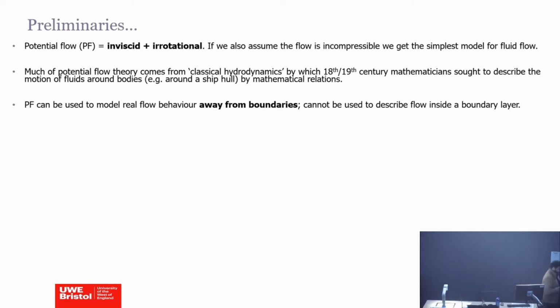However, if you are modeling the flow inside the boundary layer, where there is a lot of viscosity, that's why we have the boundary layer in the first place, then it is impossible to model the boundary layer using a potential flow. You just get nonsense, all right?